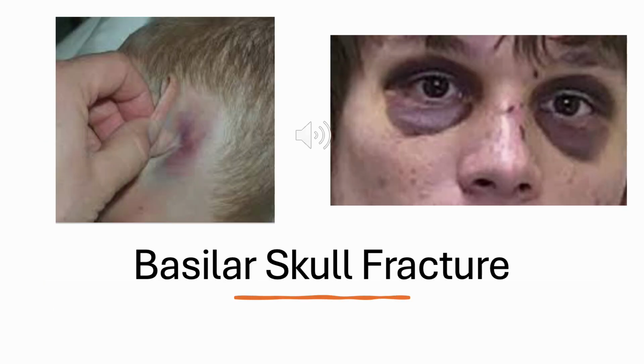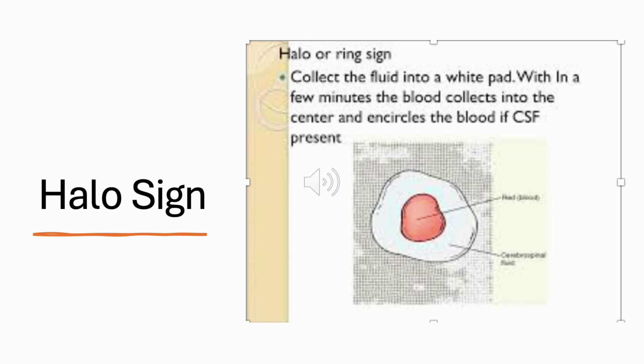These are pretty obvious signs of basilar skull fracture. Raccoon eyes, and then bruising behind the ears is called Battle sign. So those are cardinal signs too. With halo sign, you take the fluid that's leaking from either the nose or the ear, and you put it onto a white gauze pad, and in a few minutes the blood collects into the center, and then there are concentric rings of cerebral spinal fluid. So that's how you tell.